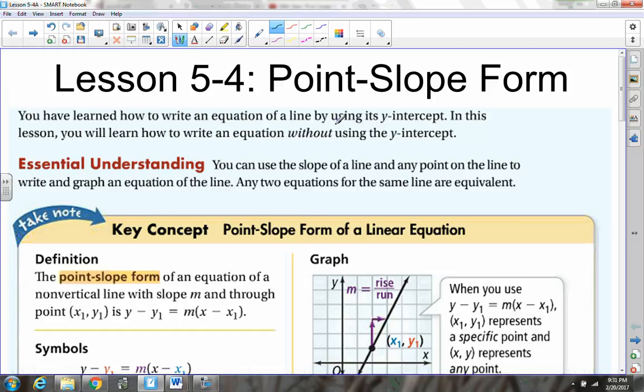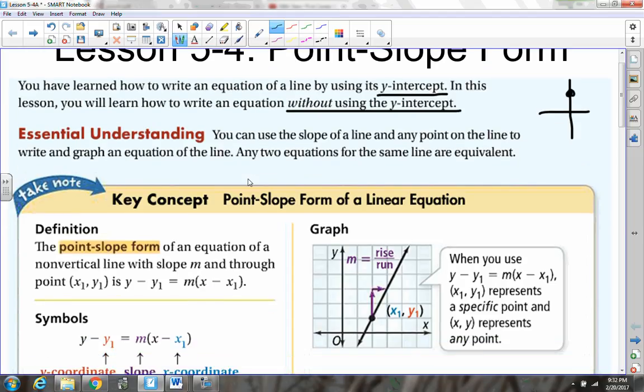The main reason we need this form of an equation is because in our last video, we used the y-intercept, which, as you remember, is where the graph crosses the y-axis. We used the y-intercept to write the equation. The problem comes when we don't know where the y-intercept is. Sometimes we're just given an equation, or a situation where we don't know what the y-intercept is. So in this lesson, we're going to learn how to write an equation without using the y-intercept. It's going to be a new form called point-slope form of a line.